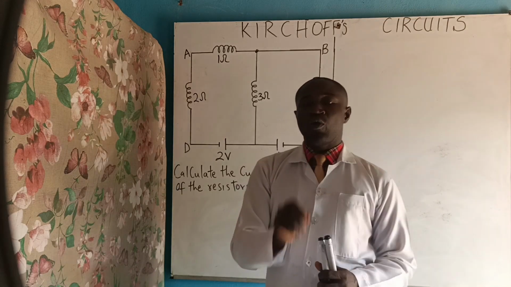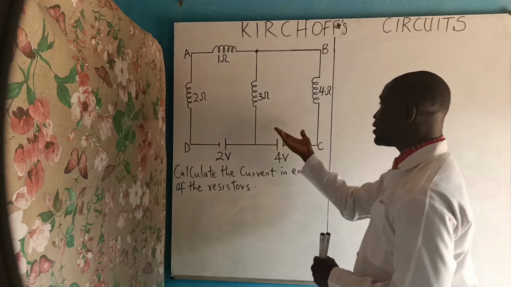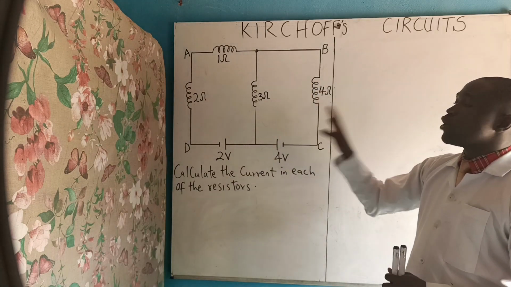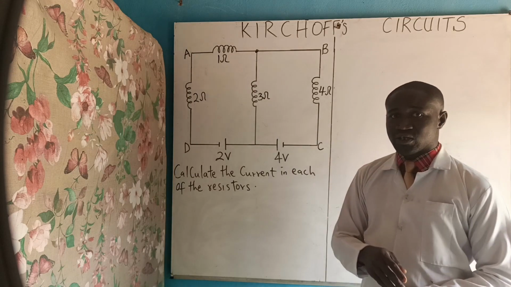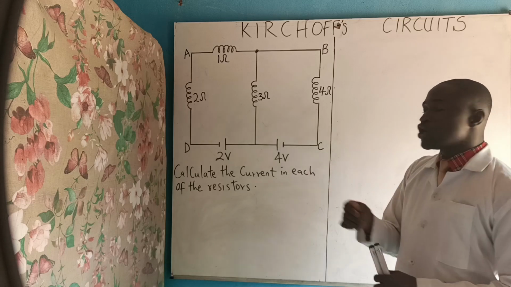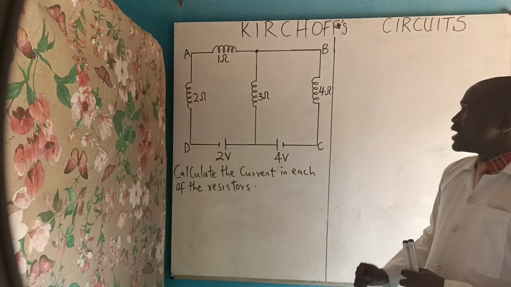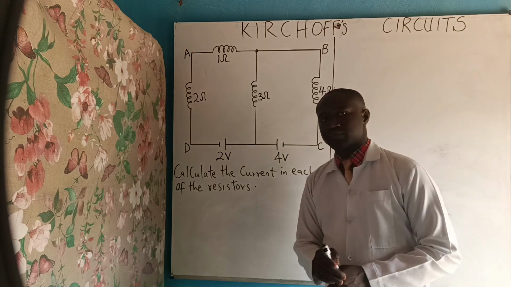In today's video, we want to discuss Kirchhoff's circuit. Yes, as you can see on the board, this is a typical example of what we call Kirchhoff's circuits. We have 4 different resistors given to us, and we are asked to calculate the current in each of the resistors. Now, what is the concept of this Kirchhoff's circuit?